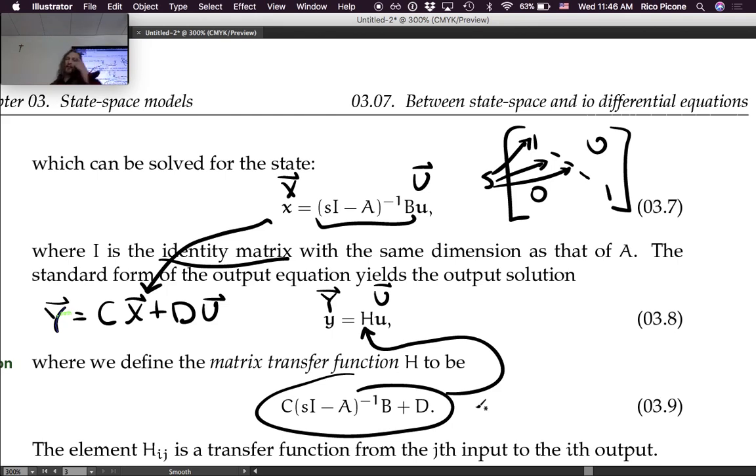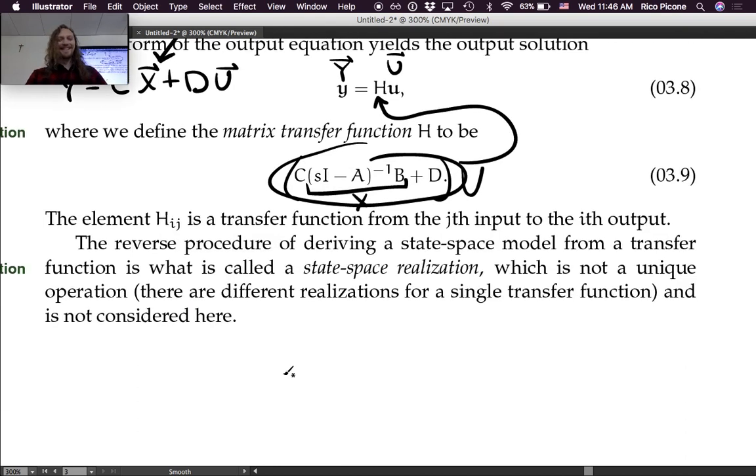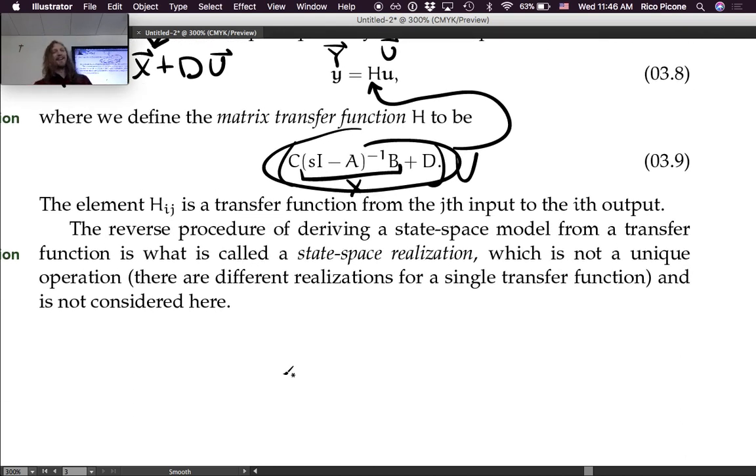That's also why I can remember it, because this is just CX plus DU. So X and then plus D, and then both of these are multiplied by U. So that's why I can remember it off the top of my head. I mean that, and I'm super genius, but I'm not. Okay, so good.